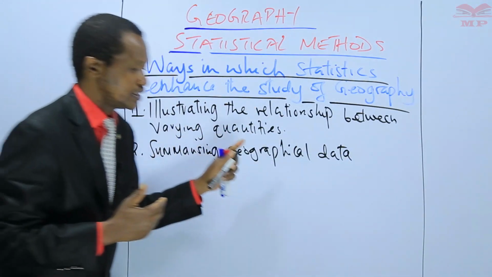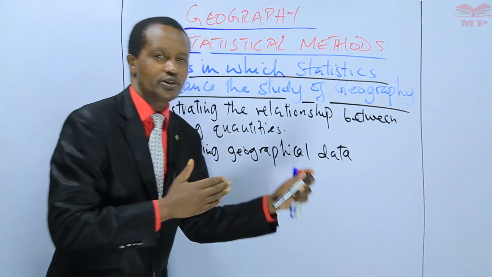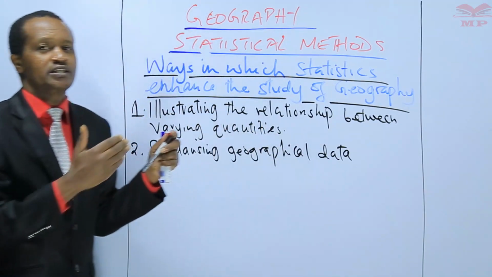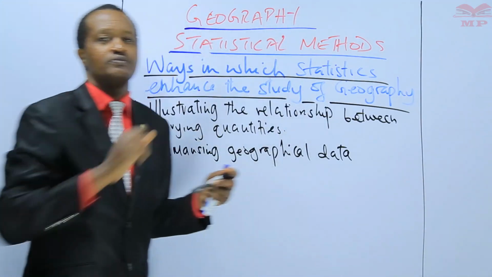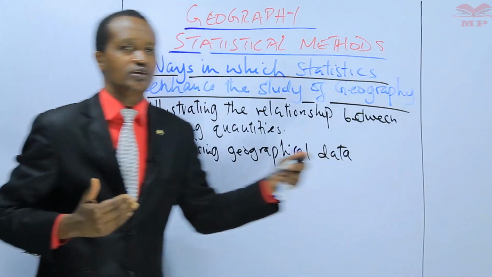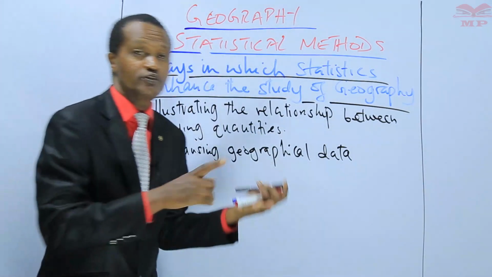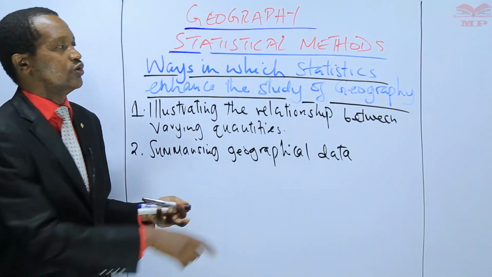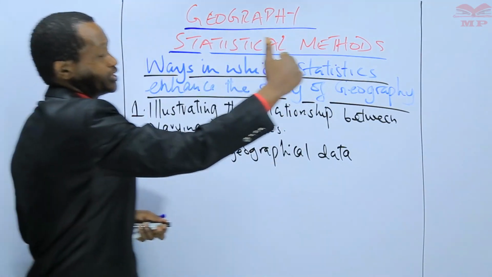So through statistics, it's possible to summarize data, because data is collected, data is analyzed, data is presented. Sometimes data can be presented on a graph instead of having to write information. For example, data can be presented in form of tables, in form of graphs, in form of curves, or a pictorial presentation. Through statistics, you can have pictorial presentation of data.